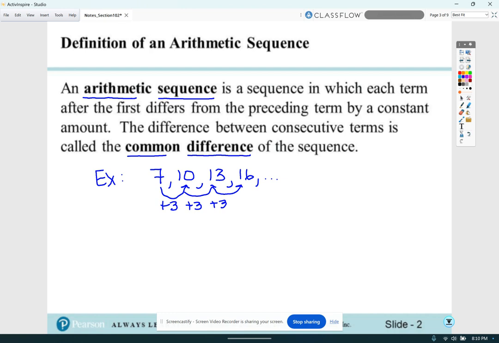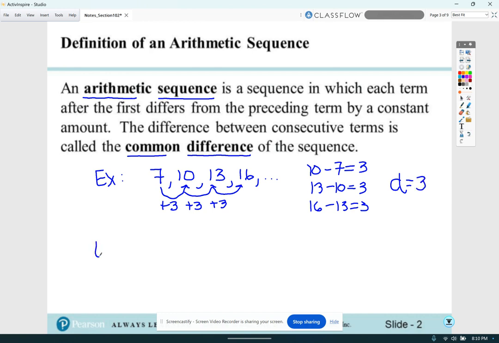Now, it's called the common difference because if you do 10 minus 7, you get 3. And if you do 13 minus 10, you get 3. And if you do 16 minus 13, you get 3. We use the letter d to represent the common difference of an arithmetic sequence. And in this case, that would be 3.